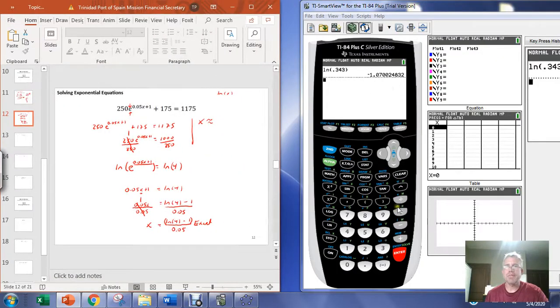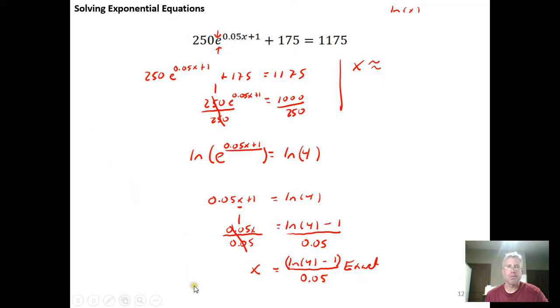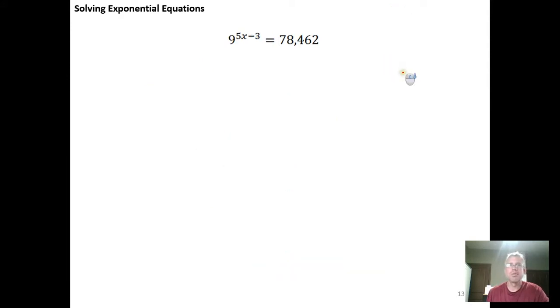So I'm going to throw this off to the side and clear the calculator screen. I'm going to put the numerator into parentheses. So parentheses, natural log of 4, close parentheses, minus 1, close the numerator parentheses, and then divide by 0.05, hit enter. About 7.2, probably good enough for us. So x is approximately 7.2. All right. So next example.